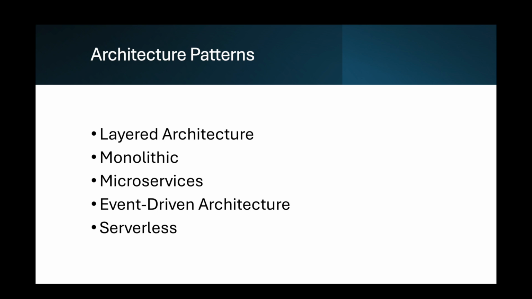So, architecture patterns like layered architecture, monolithic architecture, microservices architecture, event driven architecture, and also serverless architecture provide frameworks for structuring software systems effectively. Layered architecture offers a modular approach with clear separation of concerns, making it ideal for enterprise applications. Monolithic architecture is straightforward but can become rigid as the application grows. Microservices architecture promotes flexibility and scalability but introduces complexity in managing multiple services.